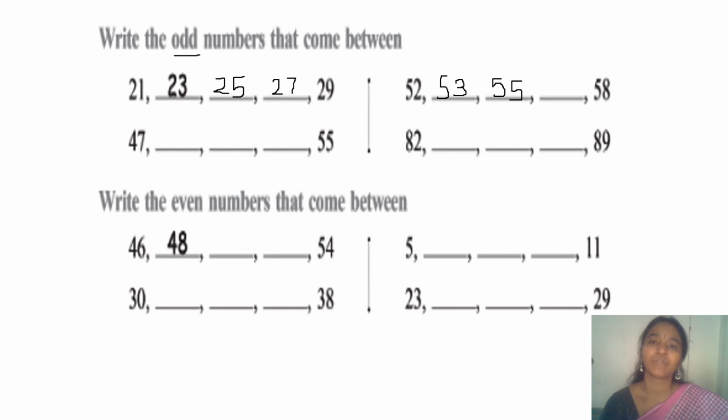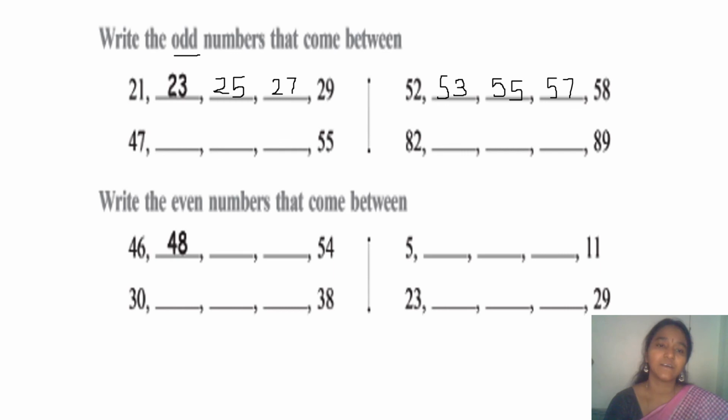Next 55. Next 56, 57. Next what will come? 57. 57 is an odd number. Now the odd numbers that come between 82 and 89 is for your homework, which you have to do.